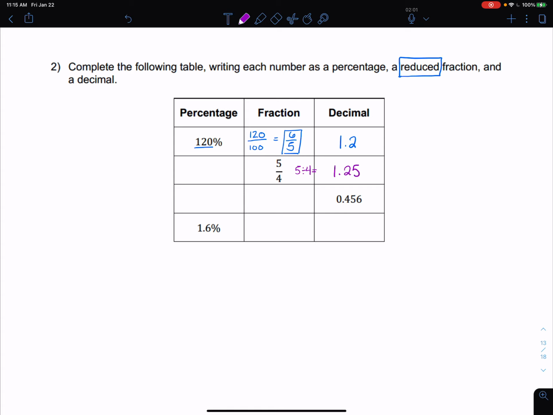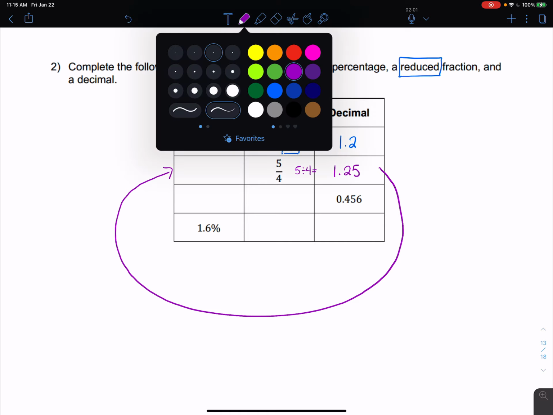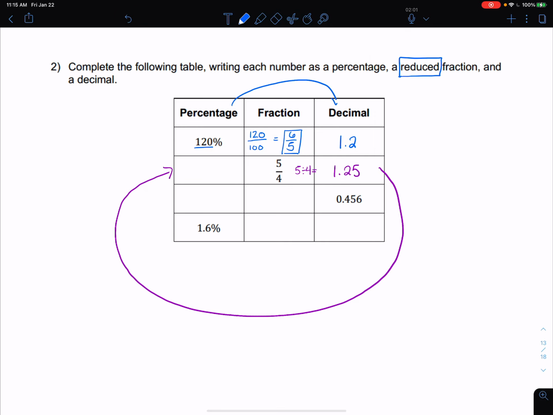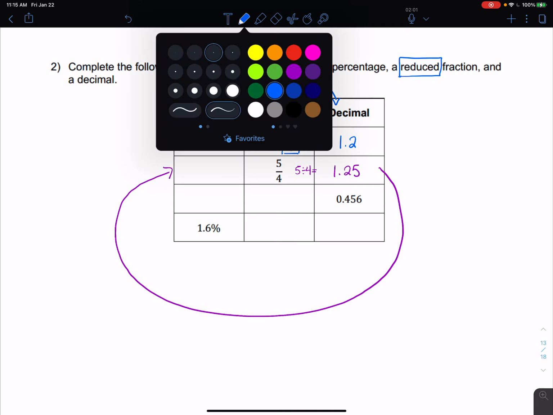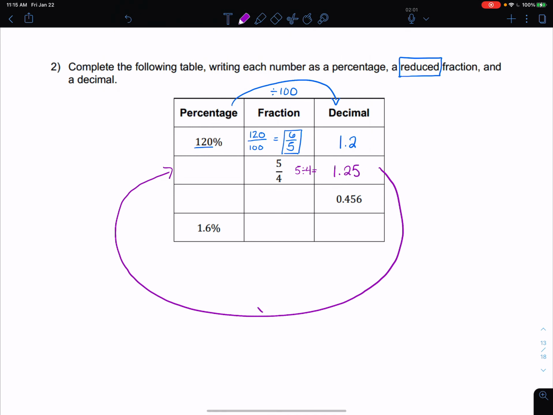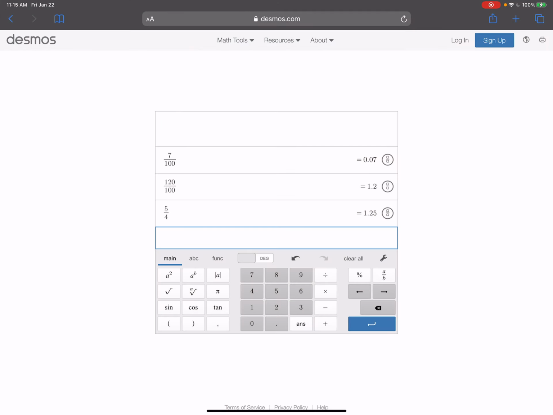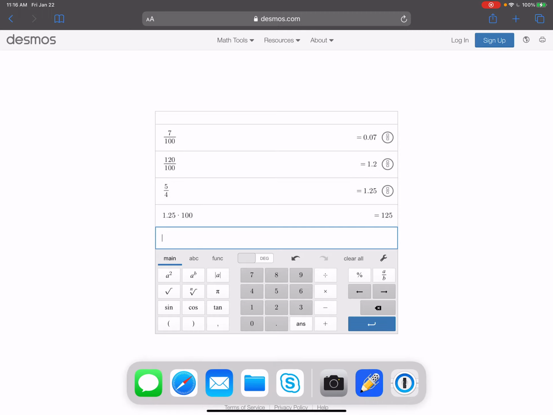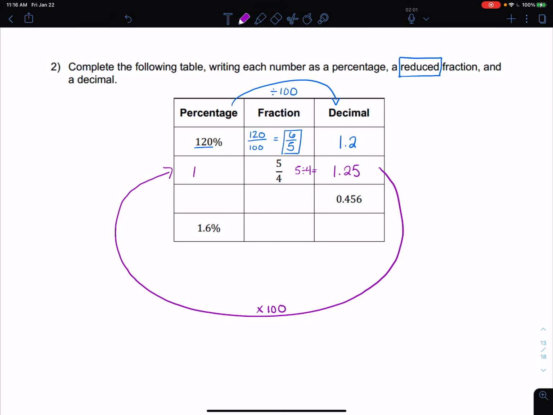So if we try to figure out how we can go from this decimal over to a percentage, let's first think about how we went from a percentage to a decimal. We did that by taking that 120 and dividing by 100. So if we're going in the other direction, if we're undoing it, we're going to multiply by 100. So I'm going to take this 1.25 and multiply by 100. If I do that, we find it's 125. So our percentage is 125%.